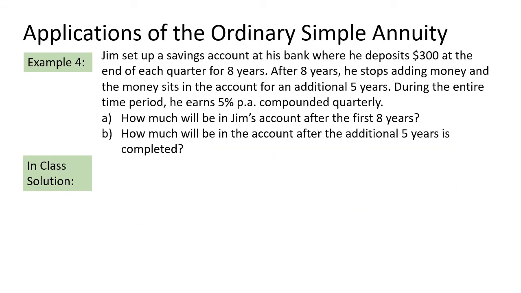So let's look at an application of it. Okay, I'm going to go in a little different direction. Jim set up a savings account at his bank where he deposits $300 at the end of each quarter for 8 years. After 8 years, he stops adding money and the money sits in the account for an additional 5 years. During the entire time period, he earns 5% per annum compounded quarterly. So part A, how much will be in Jim's account after the first 8 years? B, how much will be in the account after the additional 5 years is completed?